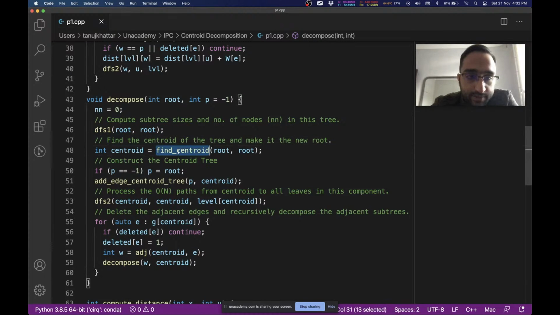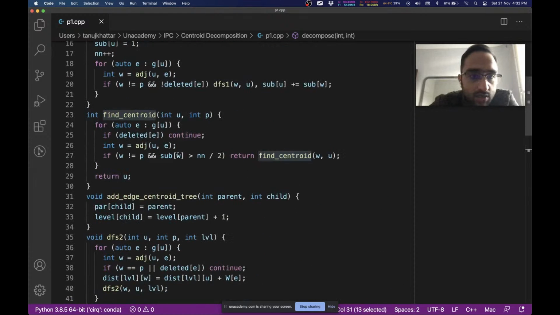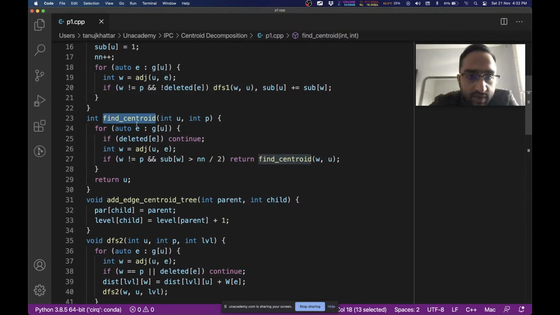Now I need to find the centroid. To find the centroid, I do another DFS. I've just renamed this function to find centroid, but this is basically just another DFS. So find centroid is also a very simple DFS function which starts exploring a node U, looks at all the adjacent edges. If an edge is deleted, ignore it. If an edge is not deleted, then look at the adjacent vertex, check whether the adjacent vertex is not equal to the parent, and whether the size of the adjacent vertex is more than n by 2.